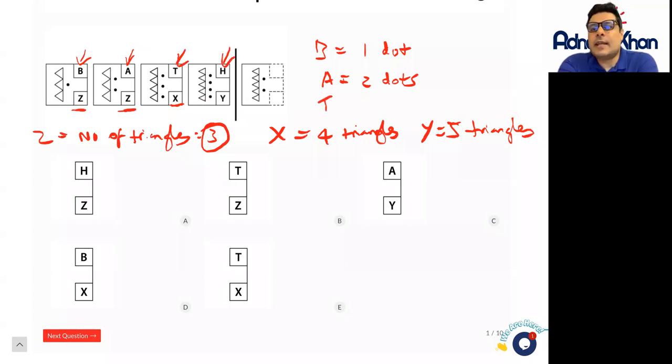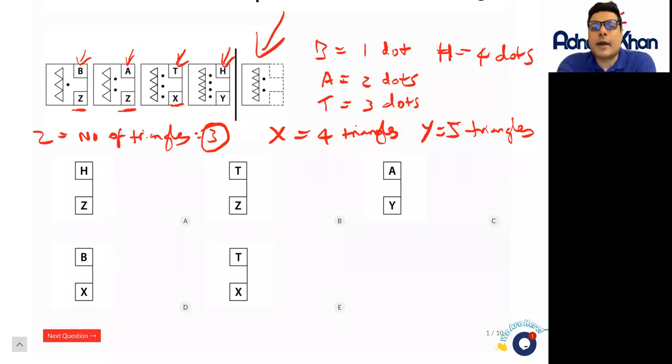So T stands for how many dots? 3 dots. So the top letters stand for dots, and the bottom letters stand for the number of triangles. Let's go for H. H stands for how many dots? We've got 1, 2, 3, 4 dots. Let's just write that down, 4 dots. Okay, now let's work out our main question here.